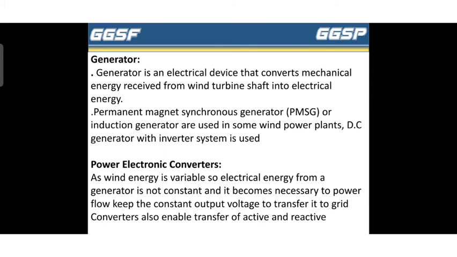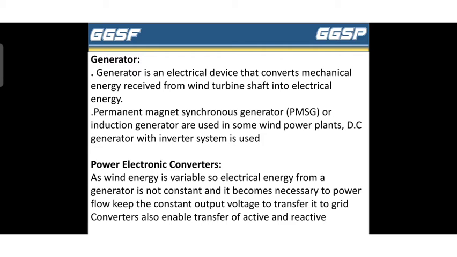This is the diagram of the generator. It is an electrical device that converts mechanical energy received from the wind turbine shaft into electrical energy. A permanent magnet synchronous generator, that is PMSG, or an induction generator is used in some wind power plants. A direct current generator with an inverter system is also used.